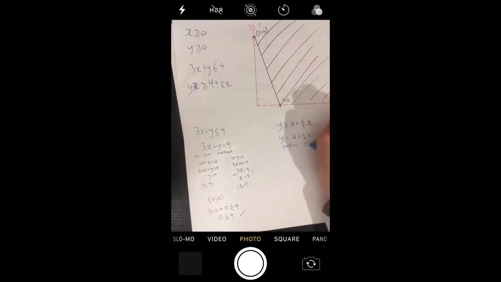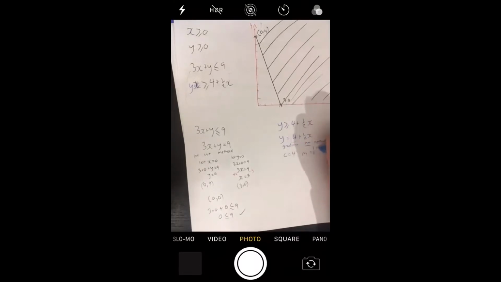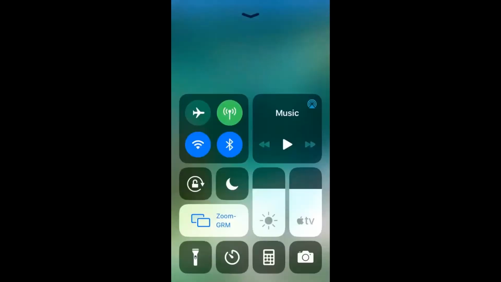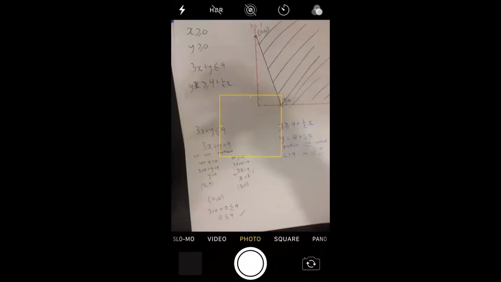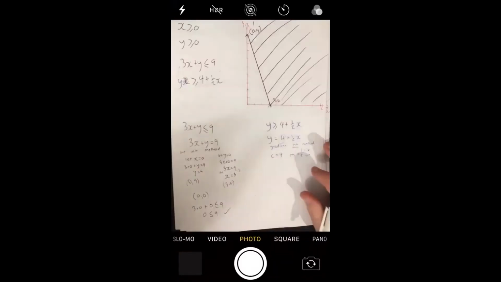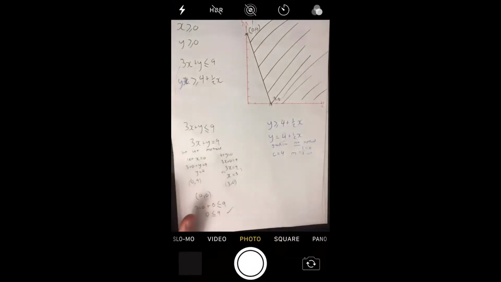So first we're going to find the intercept. The y-intercept is 4, C equals 4. And m, that's going to be 1 over 2. So we've got a rise of 1 and a run of 2. This should be a lot more familiar to you because we've done this already. We've done this in the last topic.